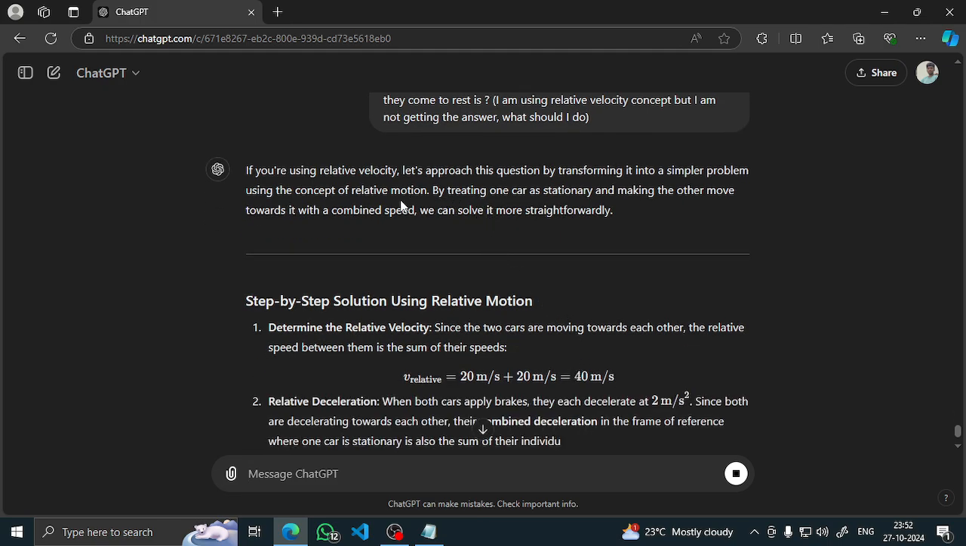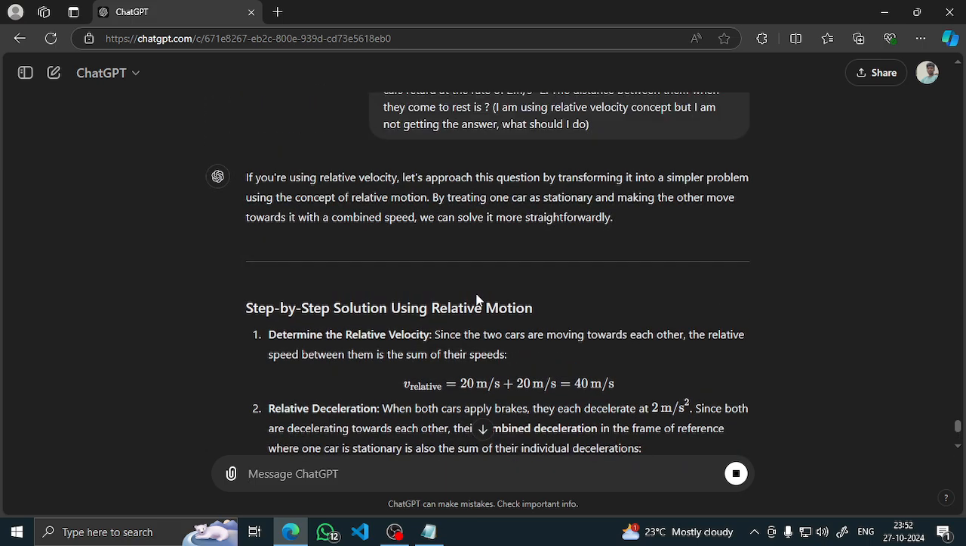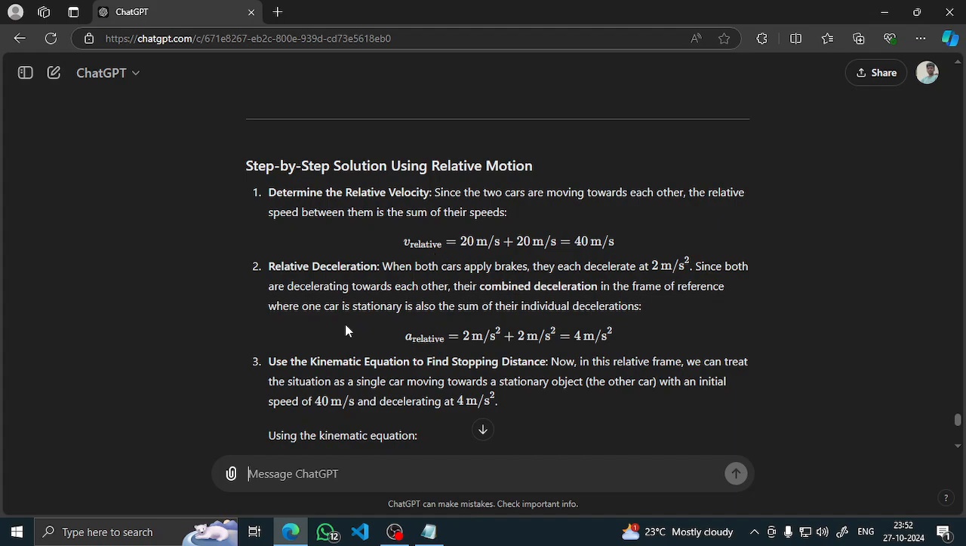Yeah, it has given the answer using relative velocity. If you're using relative velocity, let's suppose, it does what you do. It is like your best friend. I said I was using the relative velocity concept, so it is giving me the answer by using the relative velocity concept.